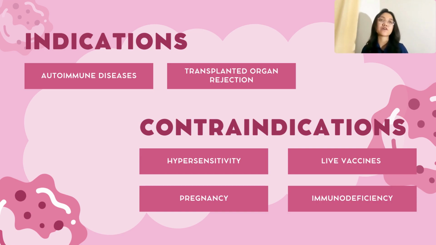I would now like to explain about indication and contraindication of immunosuppressant drugs. Immunosuppressant drugs are indicated to inhibit or reduce the intensity of excessive immune response within the body. These medications are typically recommended for the treatment of autoimmune disease.